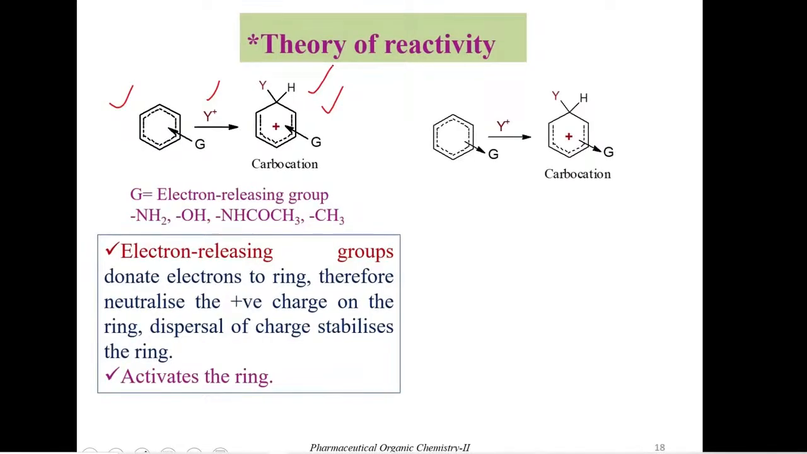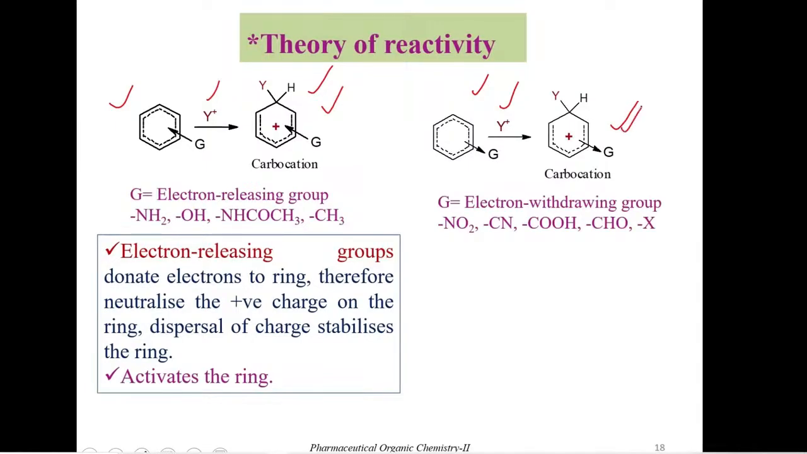Let us consider an aromatic ring containing an electron withdrawing group. So here G in the second case is an electron withdrawing group such as nitro, cyano, carboxyl group, aldehyde group, or it can be even a halogen. So whenever such type of aromatic compound containing an electron withdrawing group is subjected to aromatic electrophilic substitution reaction, it also results in the formation of a carbocation in its rate determining step. The same structure is shown here.